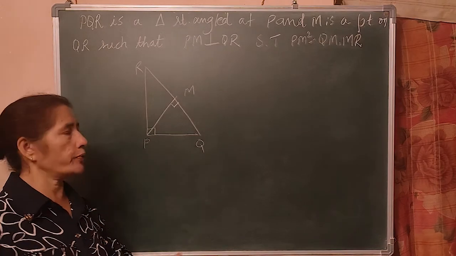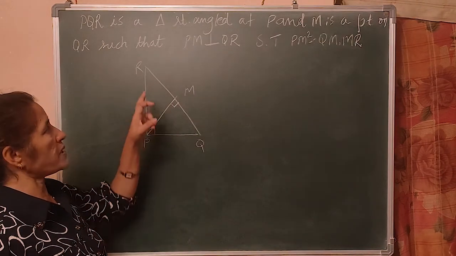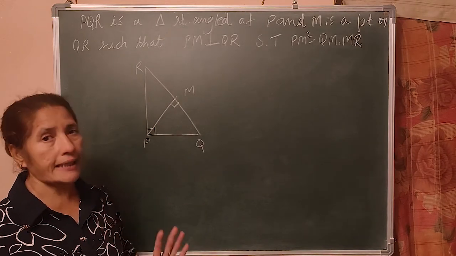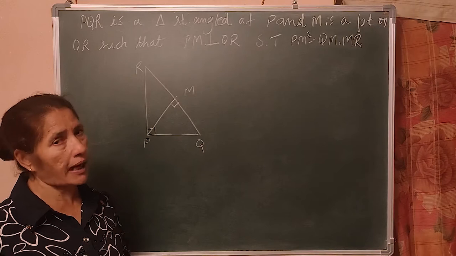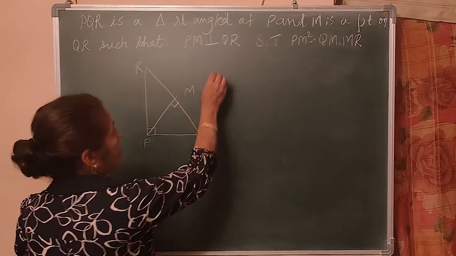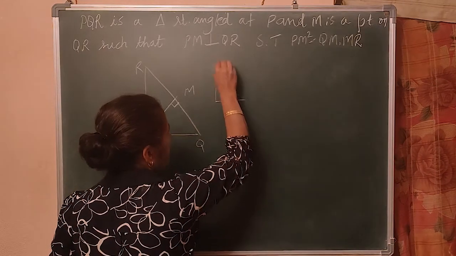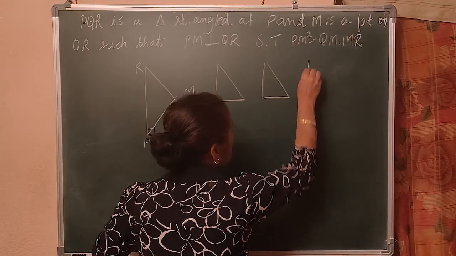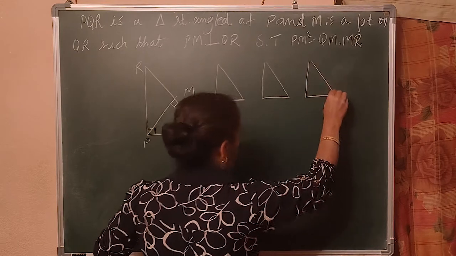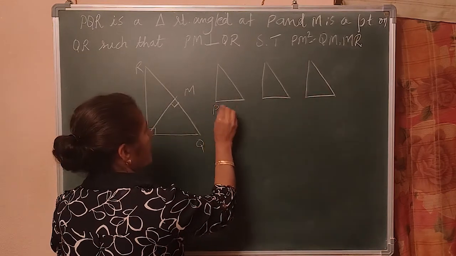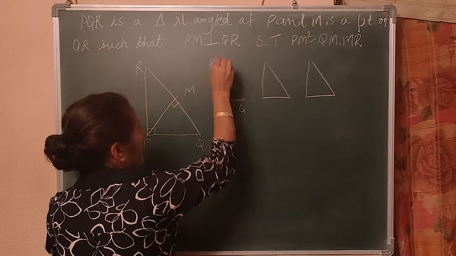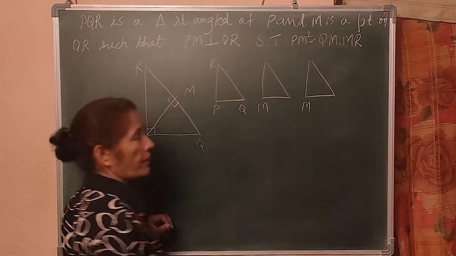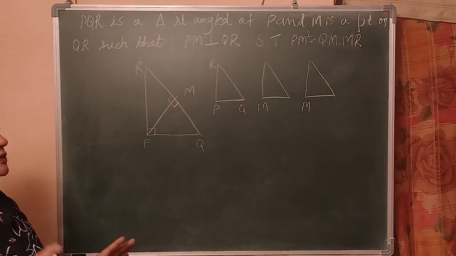I've already told you, whenever PM square equals QM into MR comes, you have to take the three right angled triangles and prove that they are similar. So which are the three triangles? One is the original triangle PQR. Another one is the triangle obtained by drawing PM perpendicular to QR, both right angled at M. That is what you have to remember.